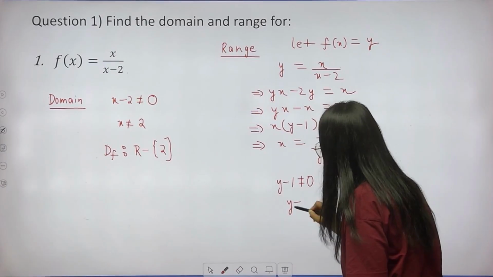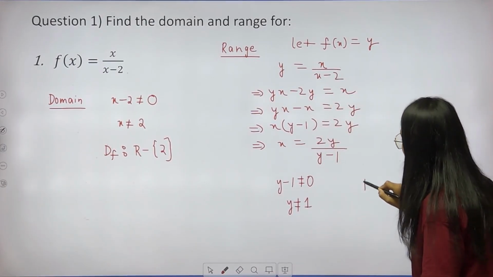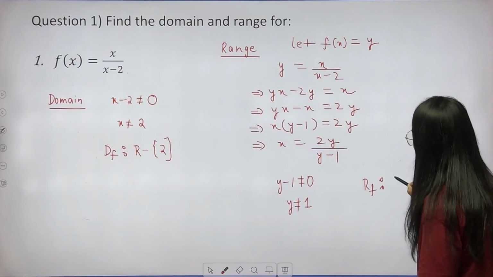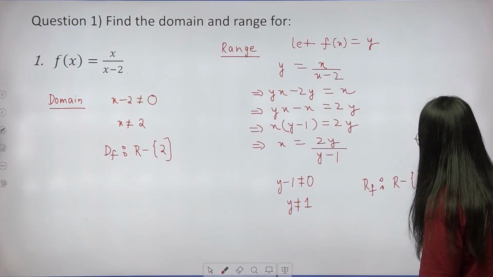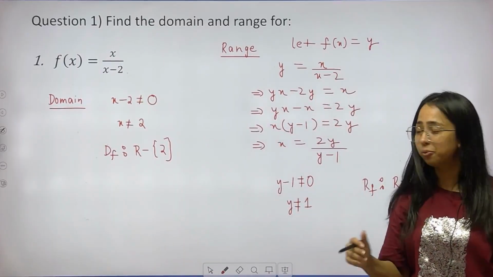So clearly y is not equal to 1. Okay, so range will be equal to all real numbers other than 1. So this function can take all the outputs. It can take all the outputs other than 1.